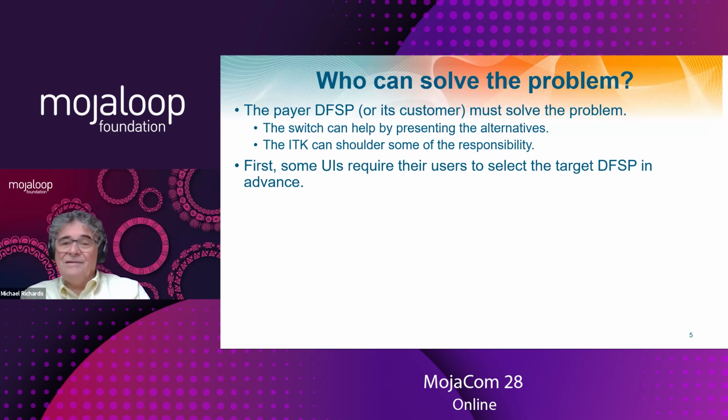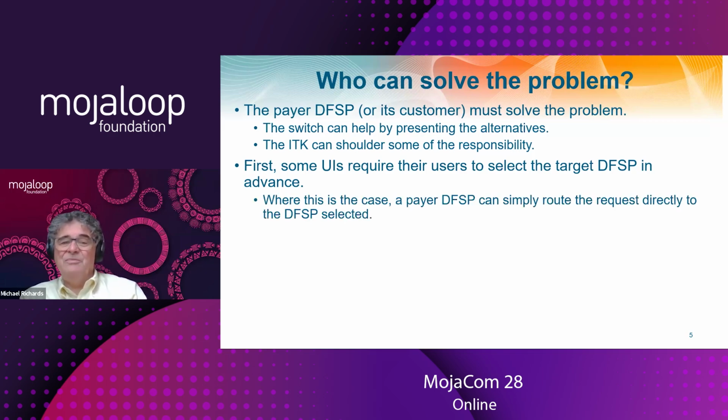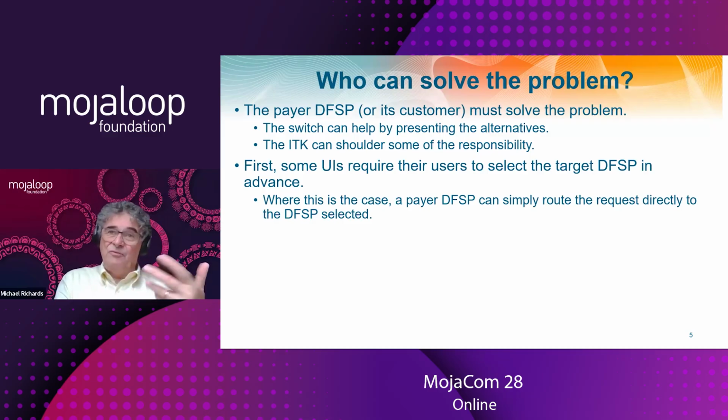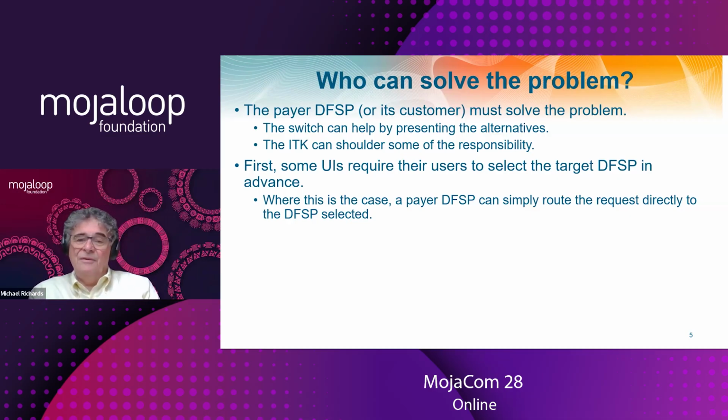So in that case, the payer DFSP can simply route the request directly to the DFSP selected. It would still need to make a request for resolution of the identifier, because it would still want to find out whether that was an account that could in fact receive payments. But it could route the request directly to the DFSP that was selected, and there would be no problem. Otherwise, what are we going to do?